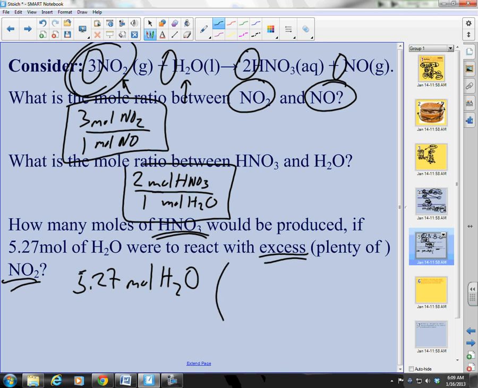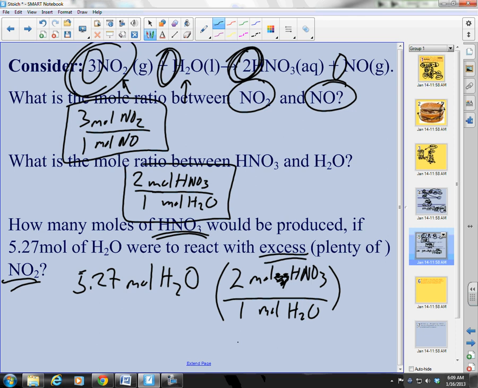What is it that we want? We want moles of HNO3. What is it that I have? Moles of water. Okay, so now let's go up to our balanced equation. Here's my HNO3. I have a 2. Where's my moles of water? I have a 1. It's a 2 to 1 ratio. Cool. So what's that equal? 2 times 7 is 14. Carry the 1. 2 times 2 is 4. 5 plus the 1. And 2 times 5, how about 10.54?